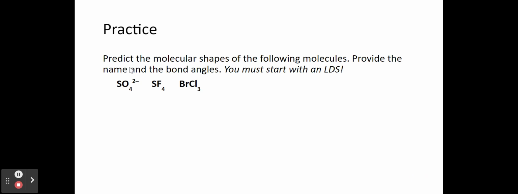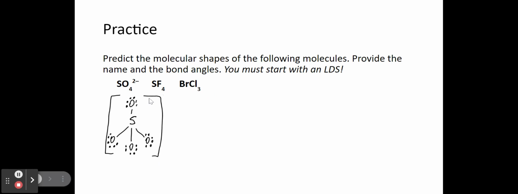So here we have just a couple more practice problems. We've got SO4 2 minus, SF4, and BrCl3. Again, you might want to stop the video and practice making the Lewis structures and then see if you can identify the electron and molecular geometry on your own.